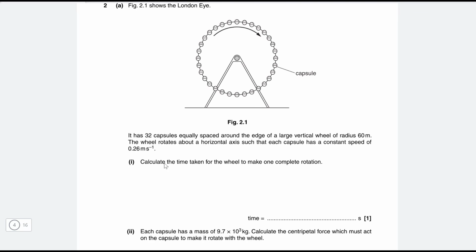Okay, well, the first bit of that question, we can just simply use the fact that the speed is constant in circular motion, so v is 2πr, which is the circumference, divided by the time period. Rearranging this for t, we're going to find that t is equal to 2πr divided by the speed, which is equal to 2π multiplied by the radius, which is 60 meters, so a very, very large wheel, divided by 0.26, and this will give us 1450 seconds.